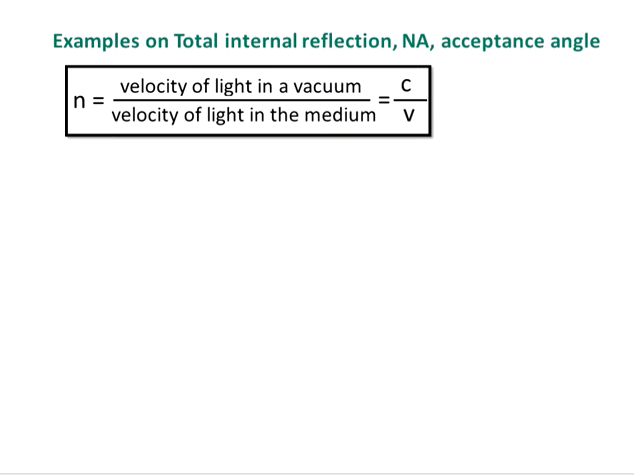First, the refractive index of a medium is defined as the ratio of velocity of light in vacuum to the velocity of light in that medium, given by c by v. The value of c in vacuum is 3 into 10 raised to 8 meter per second. Second is the critical angle phi C, which is the required condition for the total internal reflection. It is given by sin phi C equal to n2 by n1.